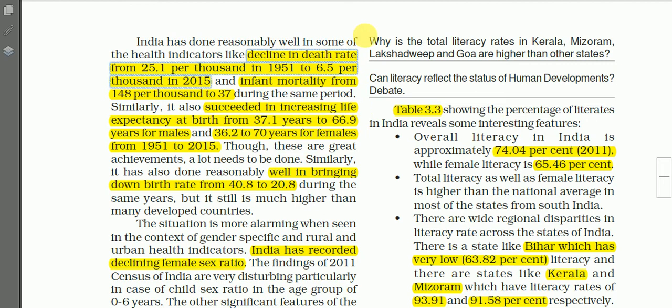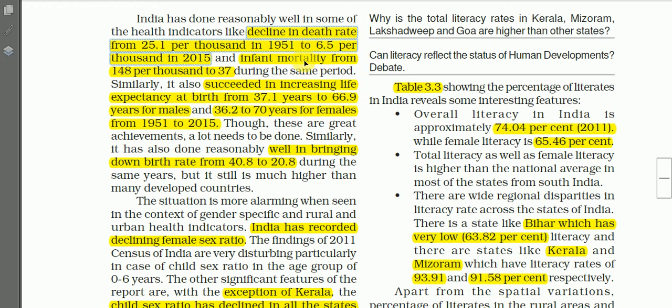So we have been talking about the improvement in the healthcare facilities in India. India has done reasonably well in some of the health indicators like decline in the death rate. It was 25.1 per thousand in 1951 to 6.5 per thousand in 2015. That is the death rate. Now the death rate is only 6.5 per thousand, means 6 or 7 persons die per 1000 in the year 2015.